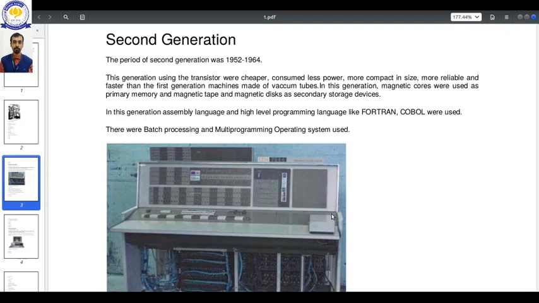In this generation, magnetic cores were used as primary memory, and magnetic tape and magnetic disk as secondary storage devices. Assembly language and high level programming languages like Fortran and COBOL were used. Batch processing and multi-programming operating systems were used.